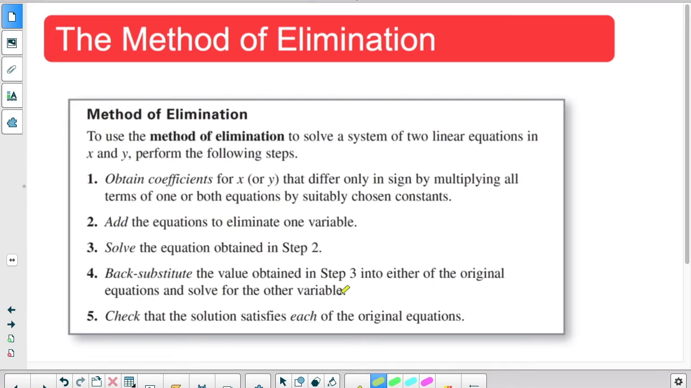So they have this here, and you can pause it and read through it, but really what we're doing is we're going to set one of the coefficients of x or y to be the same in both equations. If the signs are the same, we will subtract. If they're opposite, we will add. Really, if the signs are opposite, we add. If they're the same, we subtract. And then we solve to obtain one of the variables, and then we plug it back in, or back substitute.